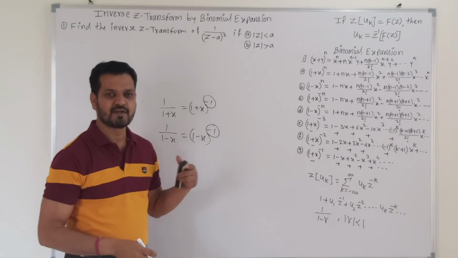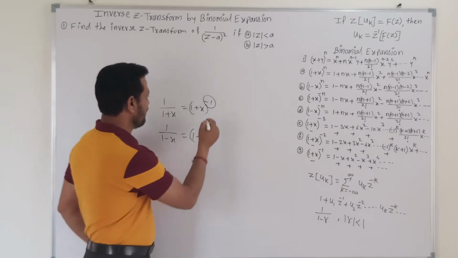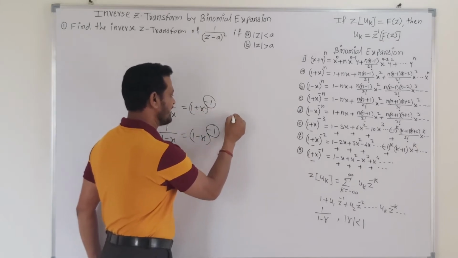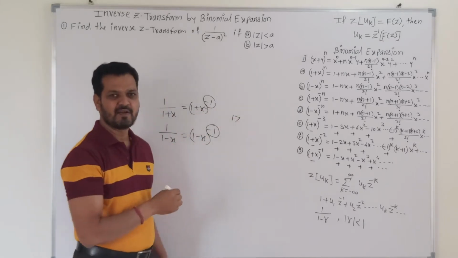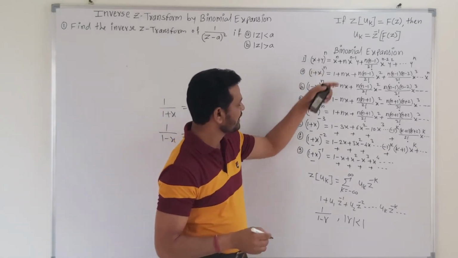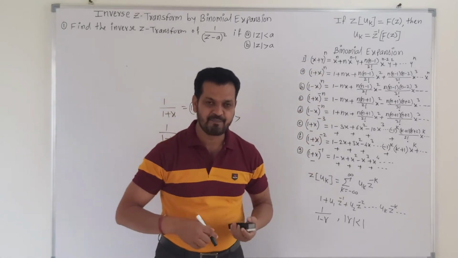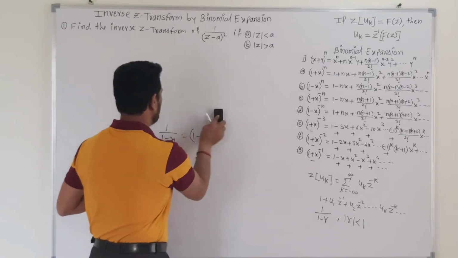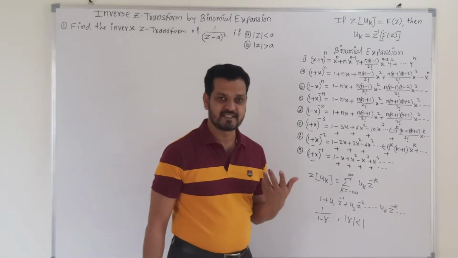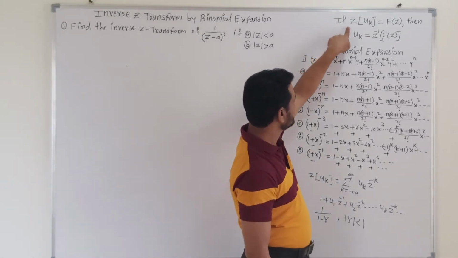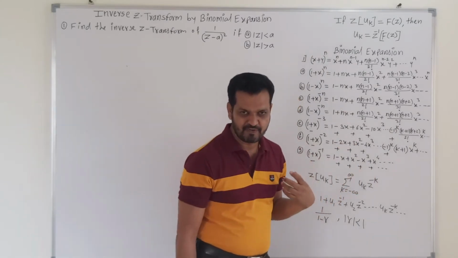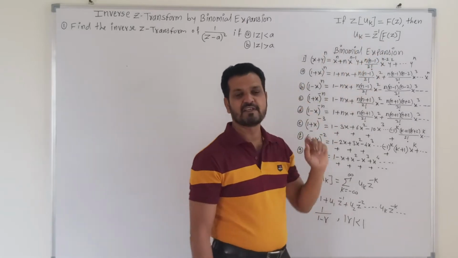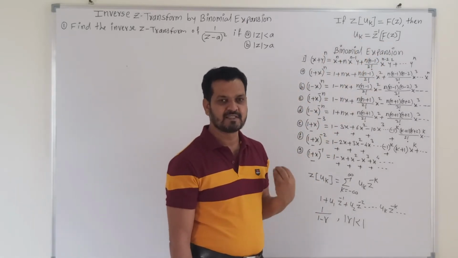Now in this video lecture we are learning how to solve the example when the power of this term 1 plus x or 1 minus x is greater than 1. So for this we require the binomial expansion theorem. Before starting with this actual concept, let me first define the concept of inverse Z transformation. We know that if the Z transformation of sequence uk is equal to f of z, then we can write the inverse Z transformation of f of z as sequence uk. So this is the definition of inverse Z transformation.